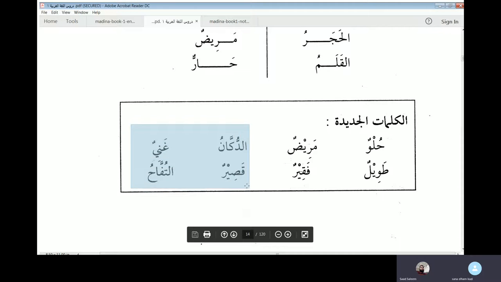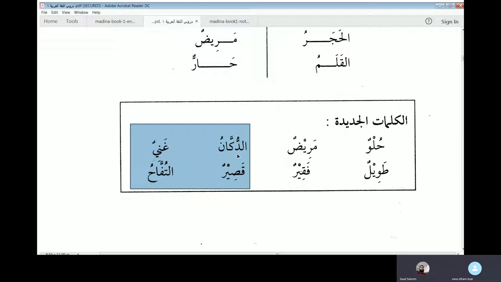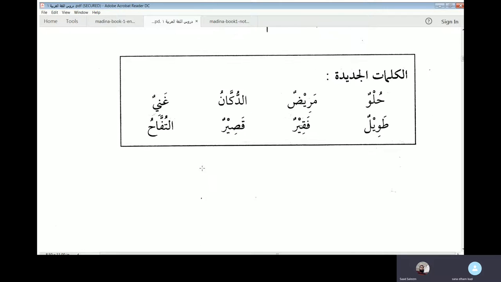Mujibid, the store. Kaseerun, short. Ghaniyun, rich. At-tuffahu, okay, the apple. What is good? Tasty. Lazizun, lazizun.